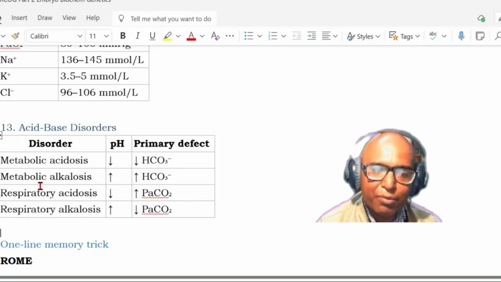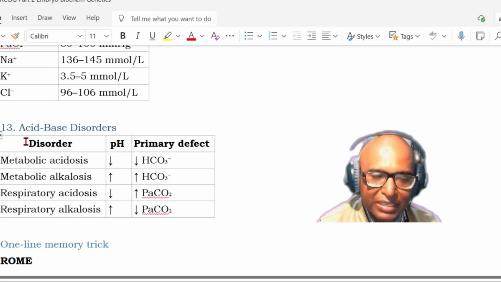Okay, exactly the opposite happens in the respiratory. Respiratory goes along with CO2, but it has an inverse relation with the pH. That means respiratory acidosis, what will happen to the pH? It will be reduced, but PaCO2 will be increased. So when we are dealing with the respiratory, think about CO2. Think, are we dealing with acidosis or alkalosis? If it is acidosis, that means pH will be reduced, at that time the CO2 will be increased. If there is respiratory alkalosis, that means pH will be increased, but PaCO2 will be reduced.